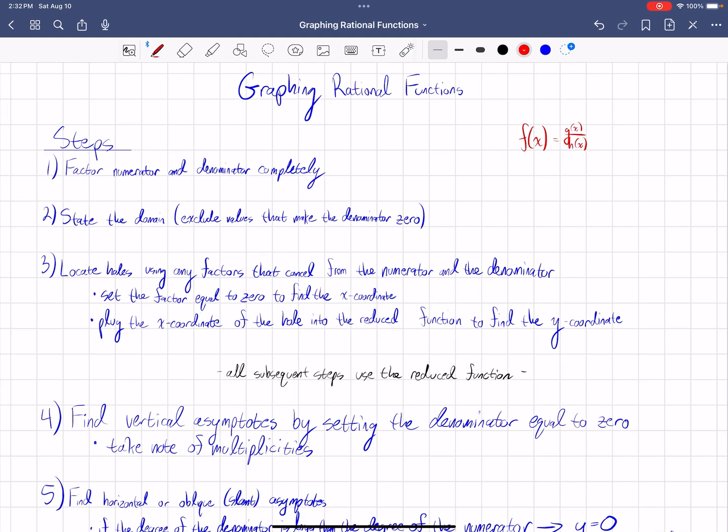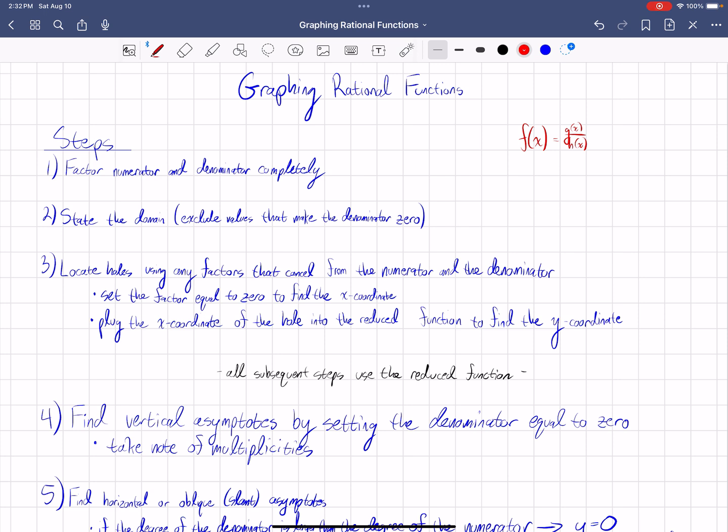Step 3, we're going to look for holes, and the way you find holes, if there are any, is you look to see whether any factors cancel from the numerator and denominator. If they do, there's a hole. And in order to find out where that hole is, you're going to take the factor that canceled and set it equal to 0 and solve for x. That'll be the x-coordinate of the hole.